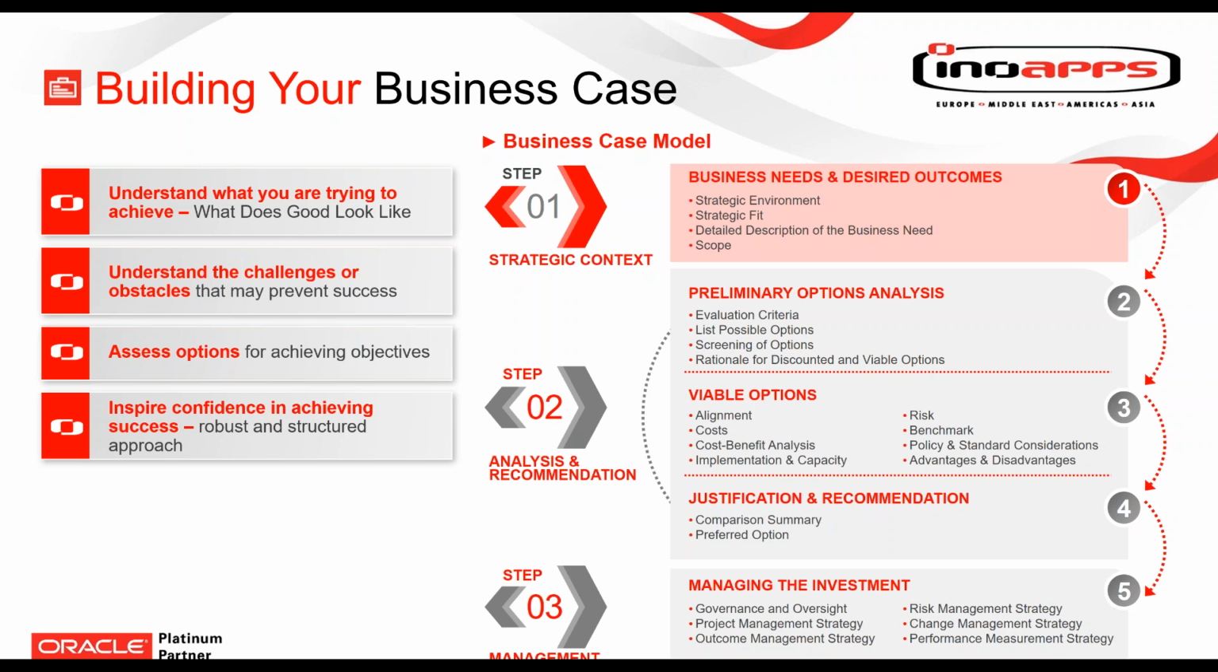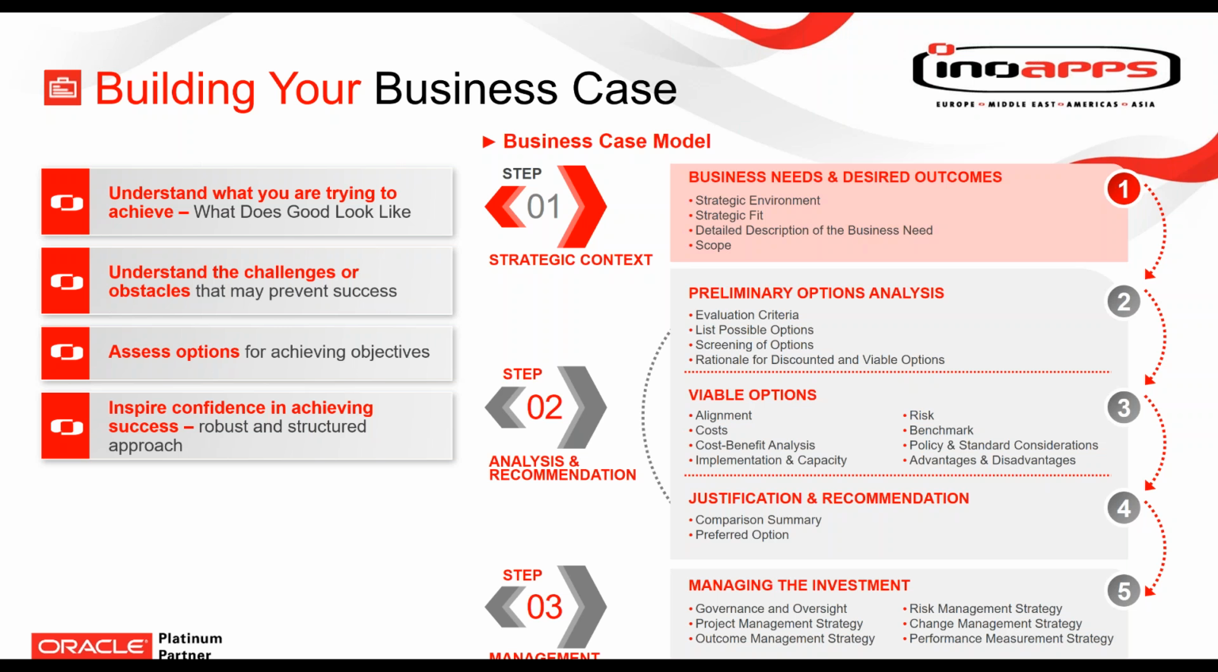In terms of viable options, obviously, it's quite obvious. It's about cost. It's about cost-benefit analysis. It's about benchmark in terms of what's the product like in terms of maturity and performance and usability. Look at alignment to your business. Look at risk and how any option might reduce your risk. Then put together justification and recommendation.